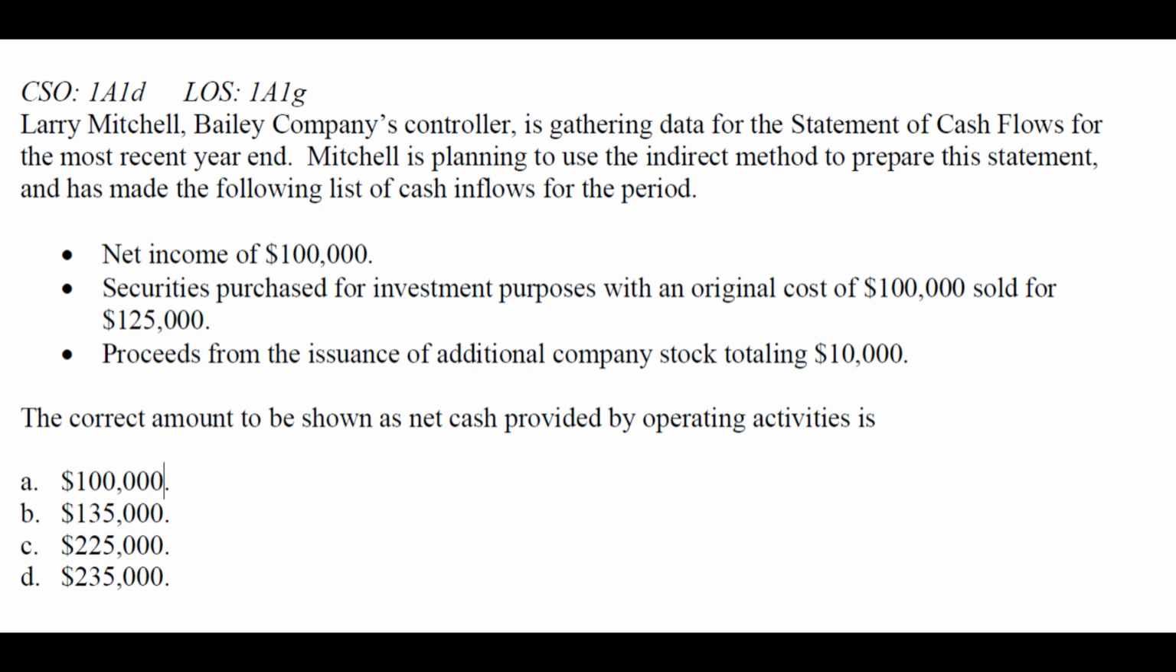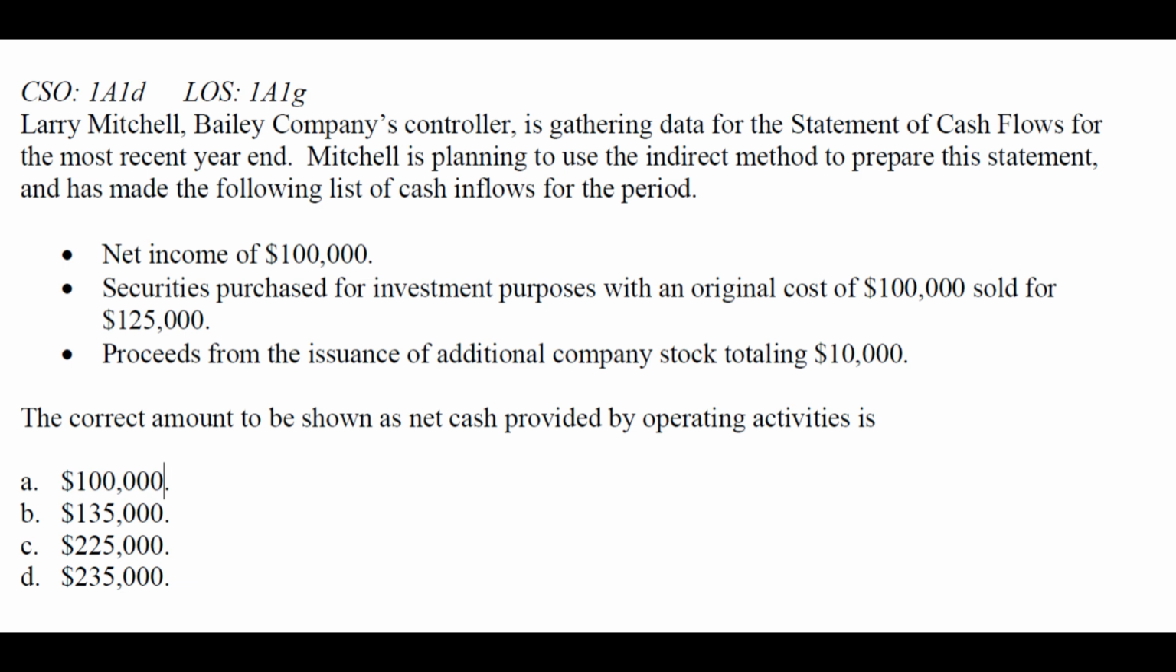Under the indirect method, the operating section starts with net income and is then adjusted for non-cash items and changes in working capital. Cash flows arising from investing activities, such as buying or selling investments, and financing activities, such as issuing shares, are reported separately and are not added to operating cash flow. Students should be careful not to confuse cash inflows with operating cash inflows. Not every cash receipt belongs in the operating section.